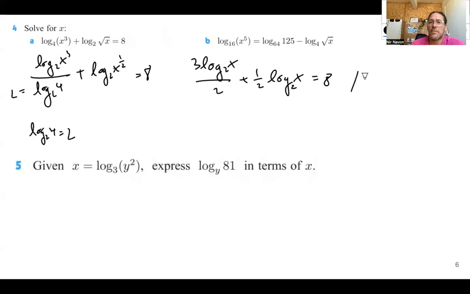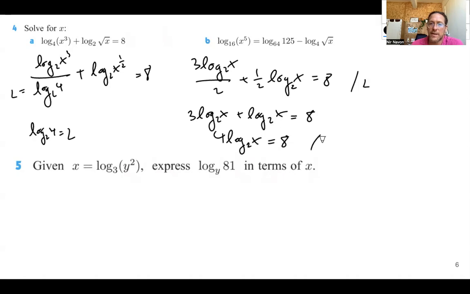Let's continue. Let's multiply everything by 2. So we get 3 log base 2 of x plus log in base 2 of x equals 8. 4 log base 2 of x equals 8, dividing by 4. Log in base 2 of x equals 2, meaning x equals 1. Something went wrong here. Let's look at it together.